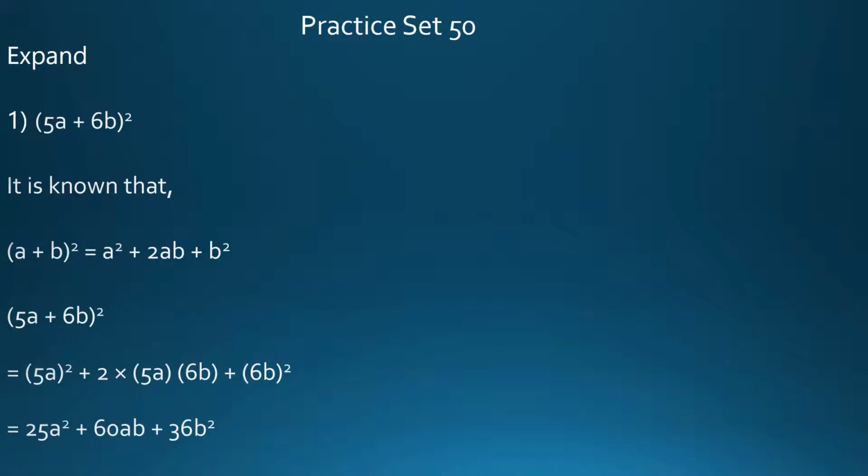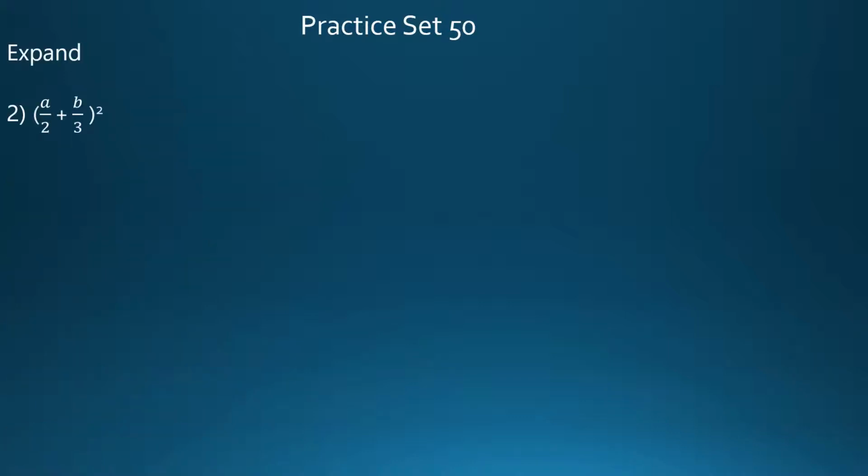5A square: 5 square is 25, A square is written as it is, A square, plus 5 into 2 is 10, 10 into 6 is 60, A into B is AB, plus 6 square is 36 and B square is B square. So we have 25A square plus 60AB plus 36B square. So the expansion of (5A plus 6B) the whole square is 25A square plus 60AB plus 36B square.